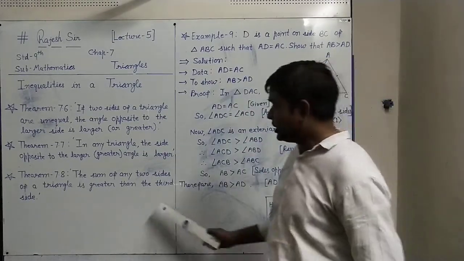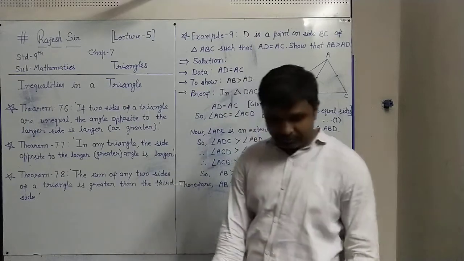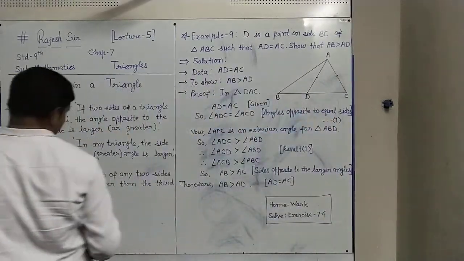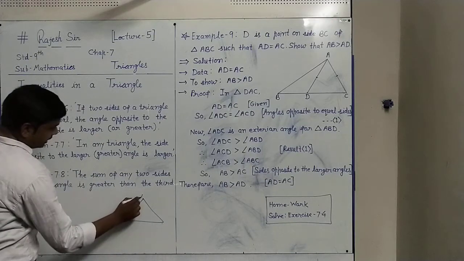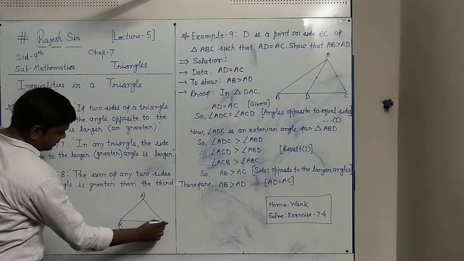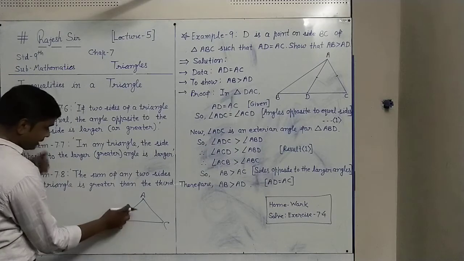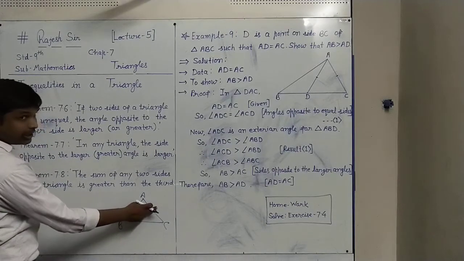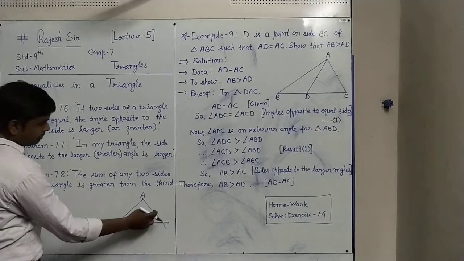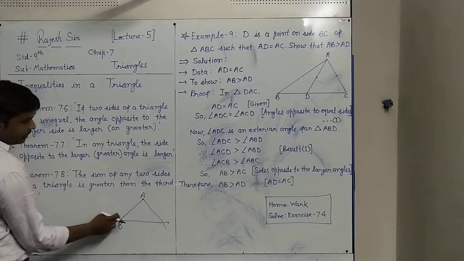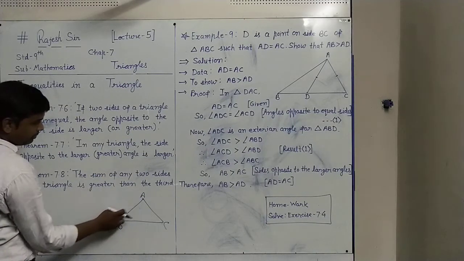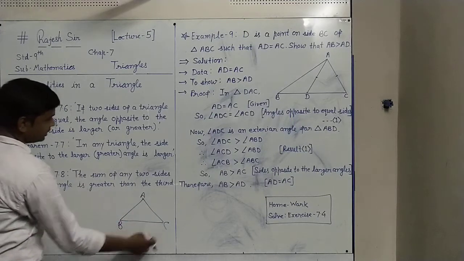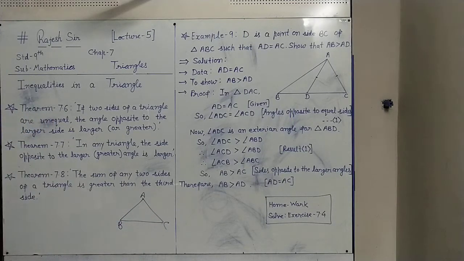For triangle ABC, suppose we have it this way. We need to understand triangle ABC is there. So the sum of two sides, that means AB plus BC, is always greater than AC. The sum of BC plus AC is greater than AB, and the sum of AB plus AC is greater than BC. This is the triangle inequality.